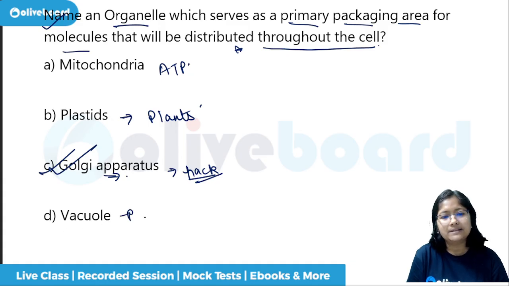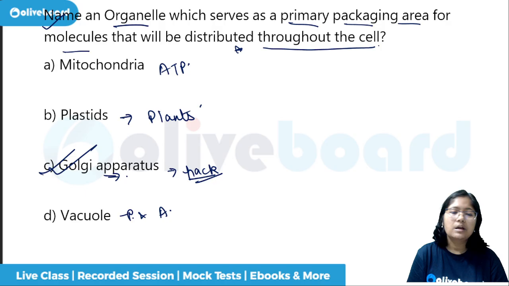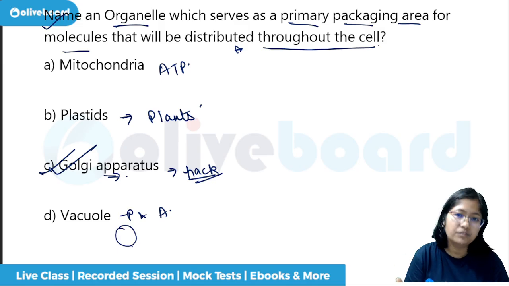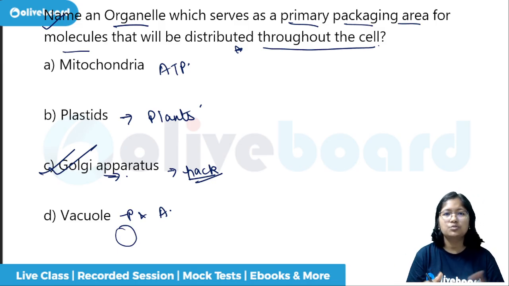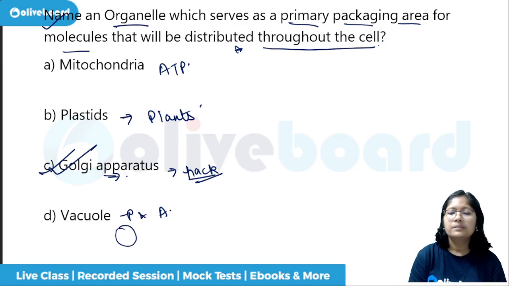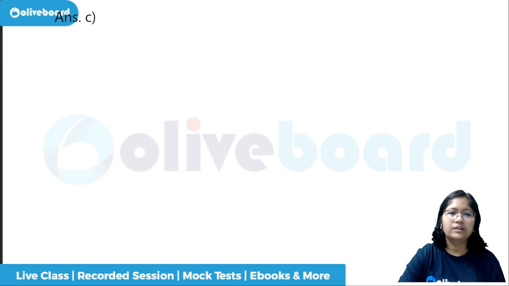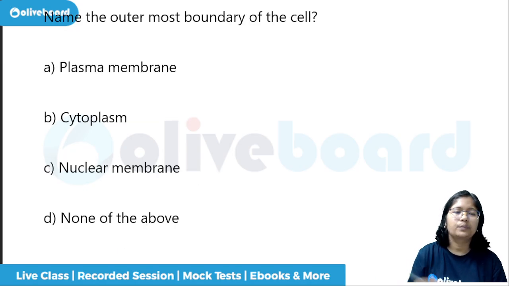Vacuoles, both plants and animals will have vacuoles, but plants will have larger vacuoles and a large number of vacuoles as well because they need to store water and all those things. They cannot move from one place to another, so that will help. Vacuoles will help the plants.